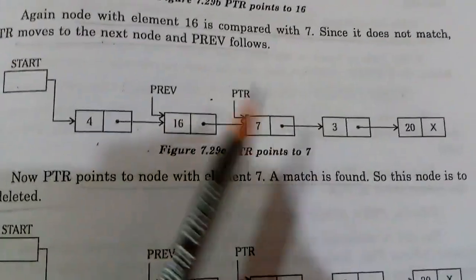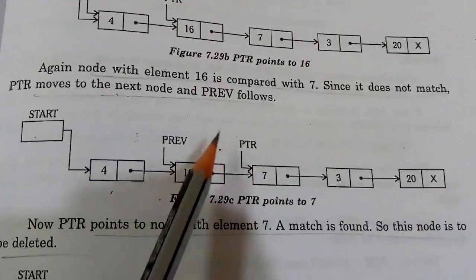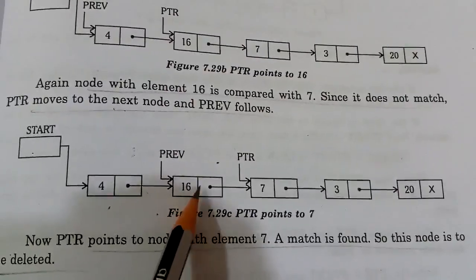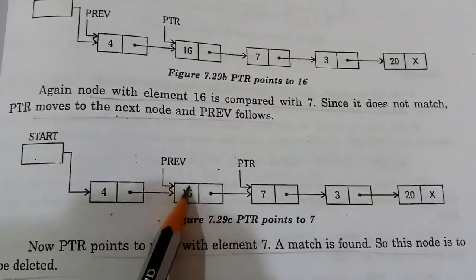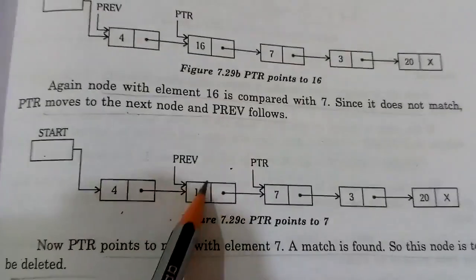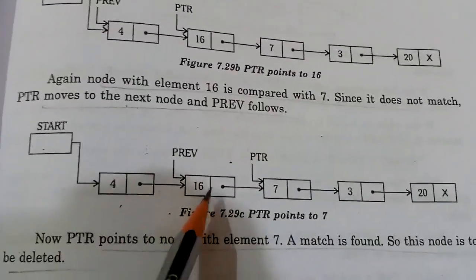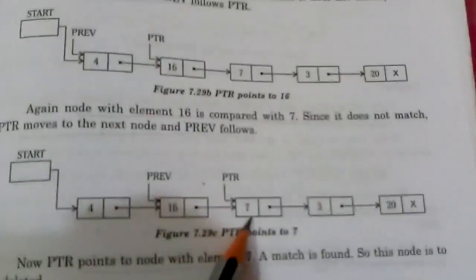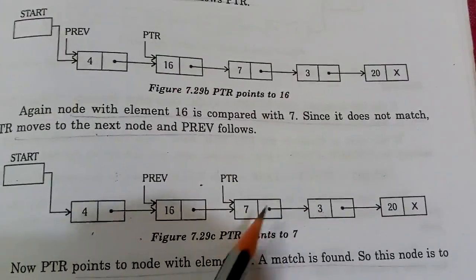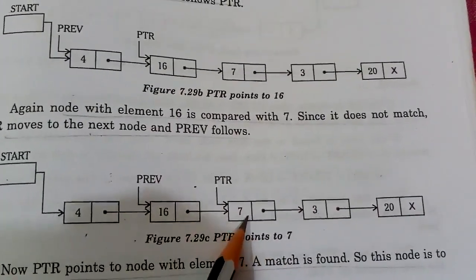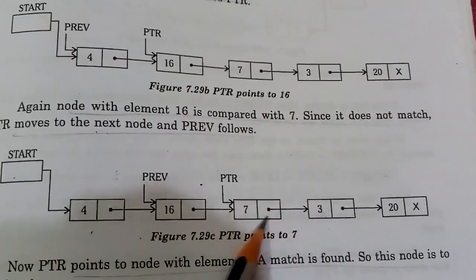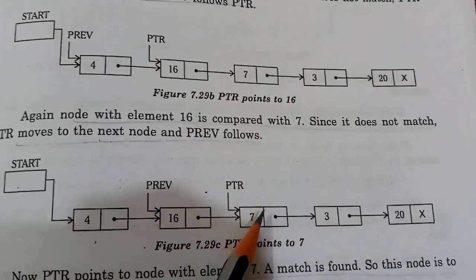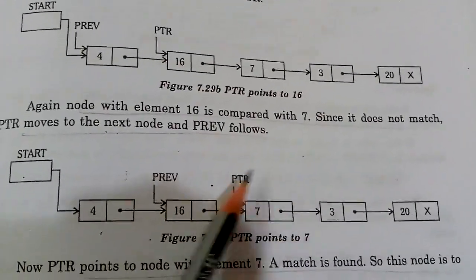Again, 16 is compared with the element 7. Since it does not match, ptr moves to the next node and previous follows the ptr. Now ptr points to the node with the element 7. So here the match is found. So this node is to be deleted.